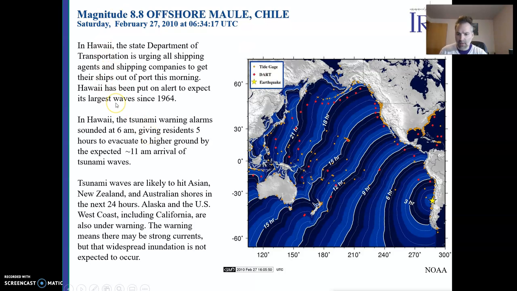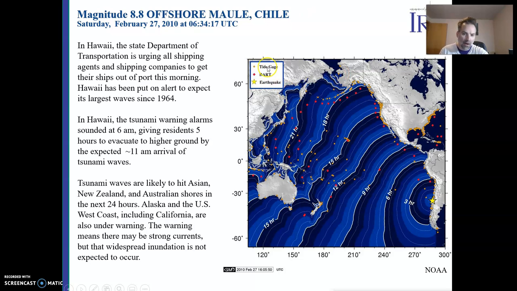For instance, it says here that the tsunami warning alarms sounded at like 6 a.m., giving the residents 5 hours to evacuate to higher ground. I think Hawaii is over in here. But yeah, they can use this and calculate.